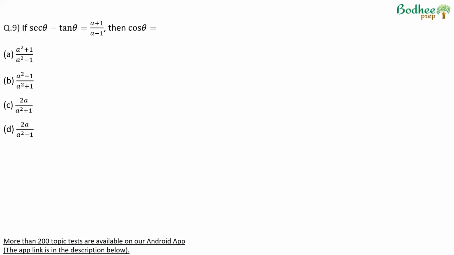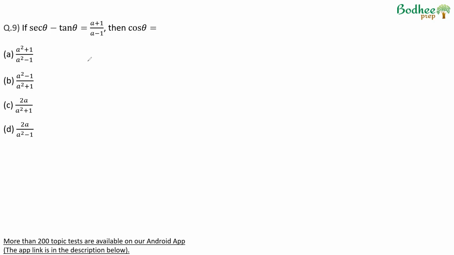Sec theta minus tan theta is a plus 1 upon a minus 1, and you have to find cos theta. Sec theta is 1 by cos theta. So if from here we're just able to eliminate tan theta, we'll get the answer. Also, if you look at sec theta and tan theta, sec square theta minus tan square theta is 1, that is 1 upon cos square minus sin square upon cos square.